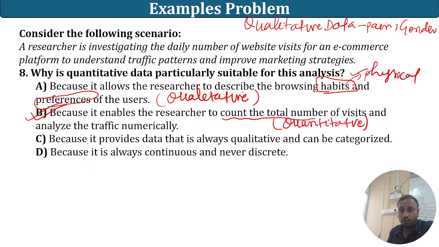Let's see the third option: because it provides data that can be categorized. We are not bothered about the qualitative, because they're asking why quantitative data is suitable. We're not looking at the habit or the preference. The last option says because it is always continuous and never discrete. Okay, quantitative data.